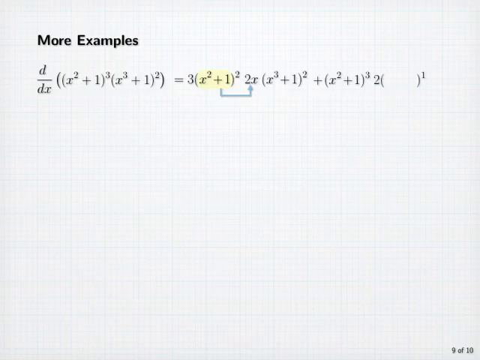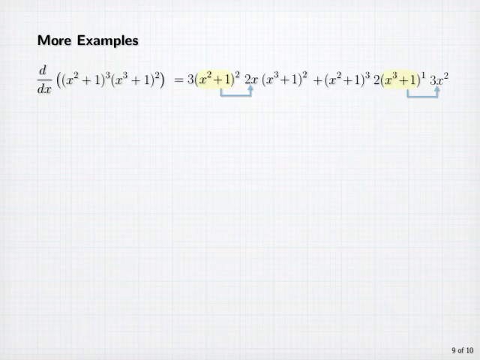Now, here we use the chain rule. We differentiate the square function and write 2 times the inside function x cubed plus 1 to the first power and multiply by the derivative of the inside function, which is 3x squared.